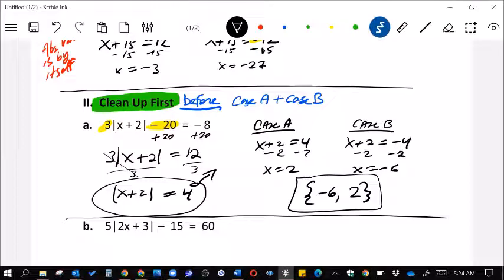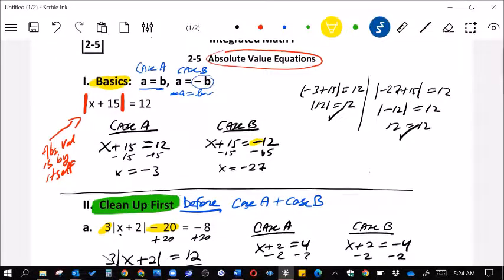Okay. So if I put -6 into here, I get a -4. Absolute value makes it +4. Then I multiply it by 3 and take away 20, and I get -8. So same thing, if I put the 2 in there, I will get that, right? Okay. So you get 2 answers.